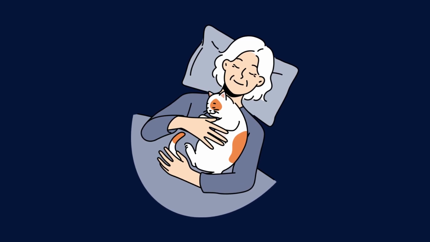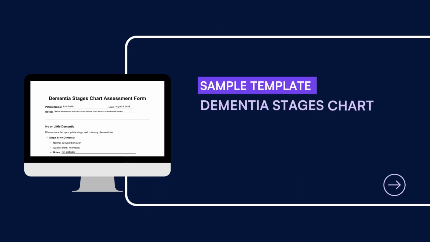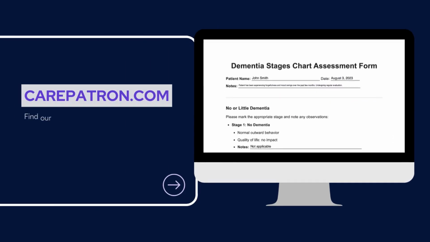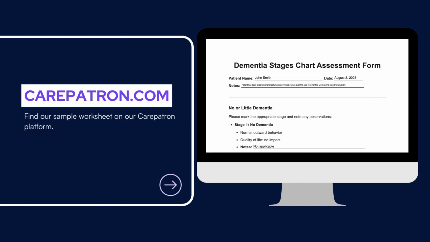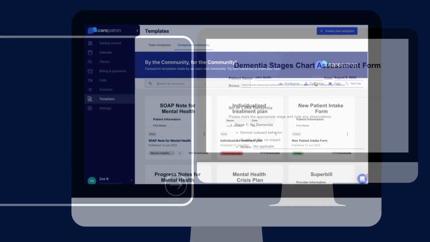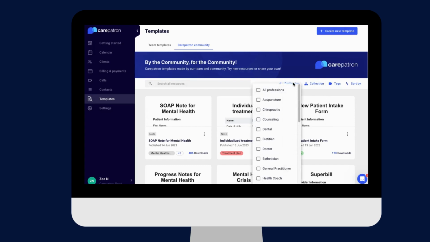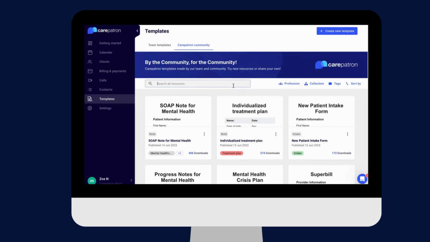Here is a sample of our Dementia Stages chart, which you can find on our Carepatron platform. To find our Dementia Stages charts, go to our Carepatron platform or click on the link in the description. In our template section, we have a variety of templates and worksheets for you to use with your patients. You can filter or type in the keywords to find the worksheet.